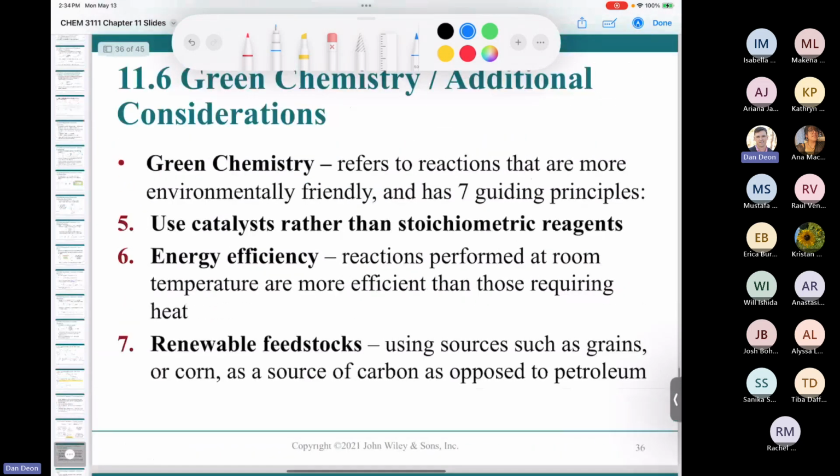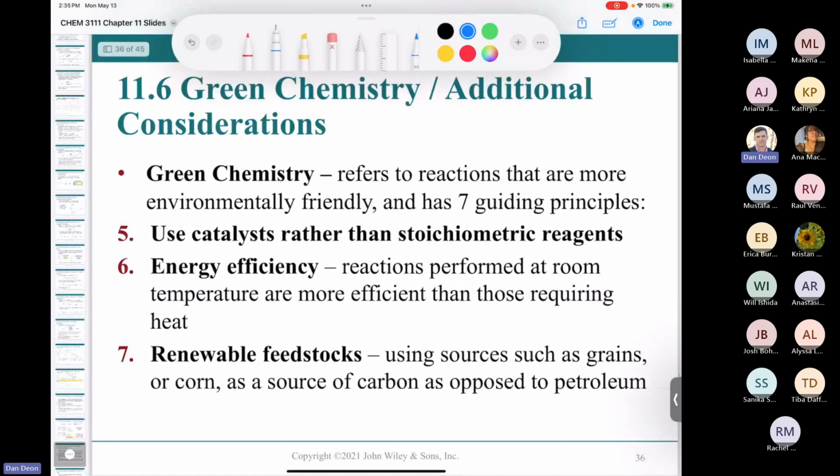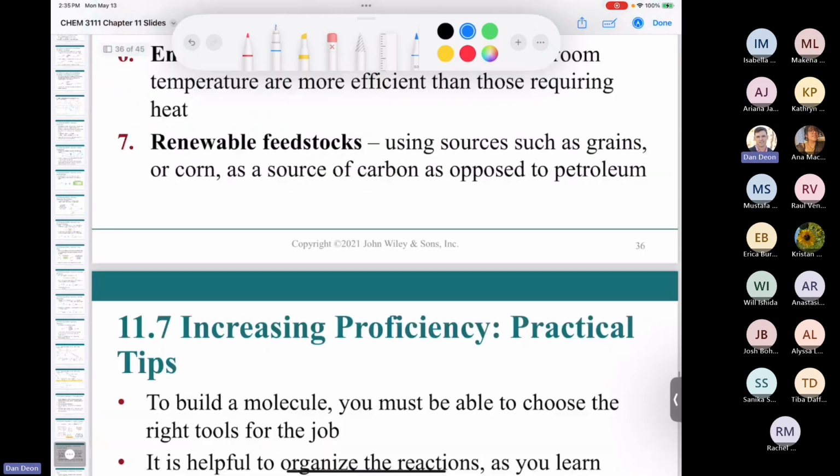Anyhow, what else? Use catalysts rather than stoichiometric reagents. So using things like a catalytic amount of osmium tetroxide versus a stoichiometric amount, 1 mole to 1 mole ratio. Energy efficiency, of course, if you can do a reaction at low temperature versus high temperature, it saves electricity. And then renewable feedstocks, using things like corn as a way to get your carbon-containing starting materials instead of getting them from petroleum products.